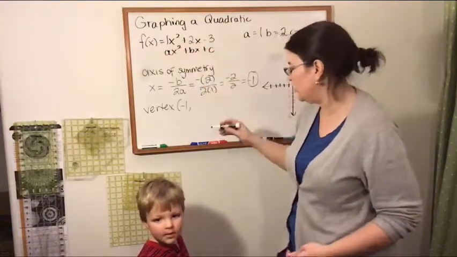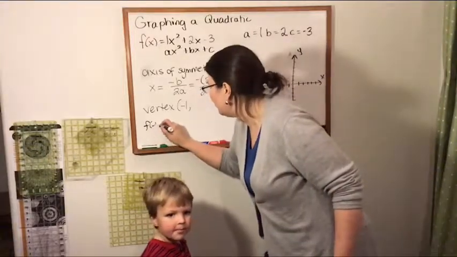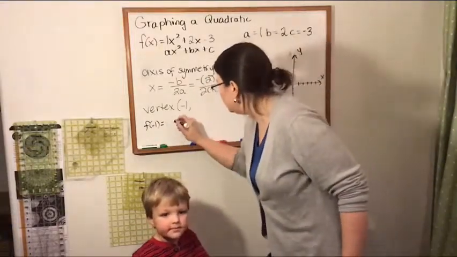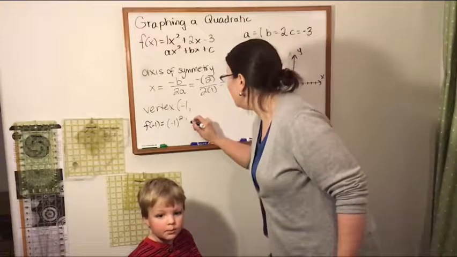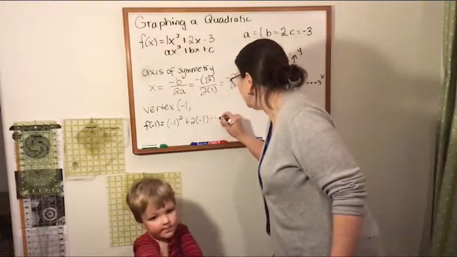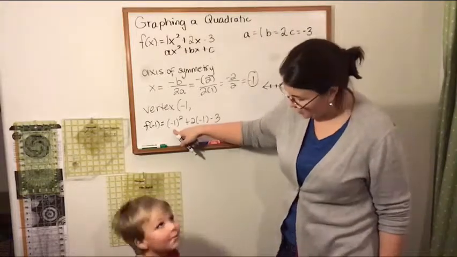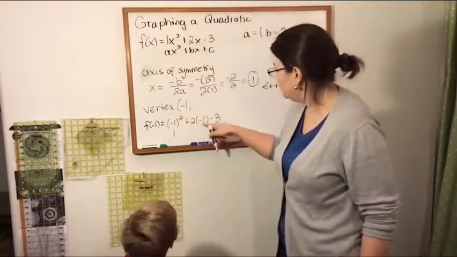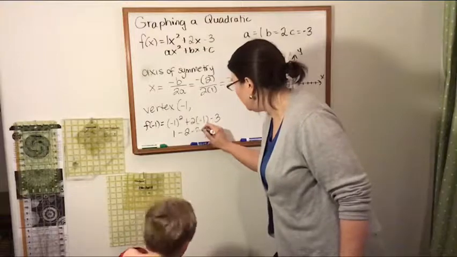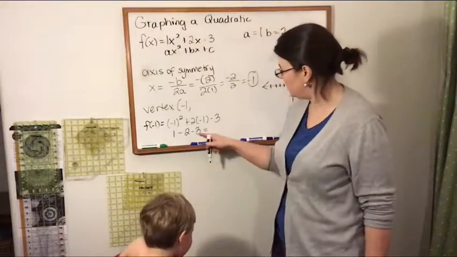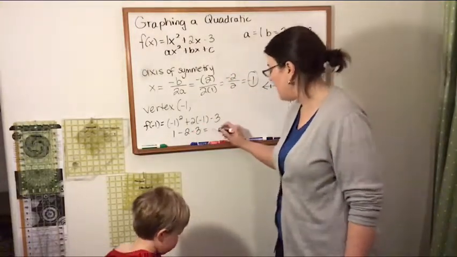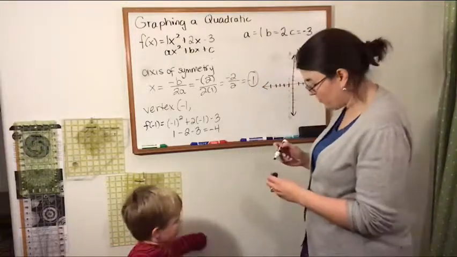So it's almost like function notation. So we're going to take f of -1, which is -1 squared plus 2 times -1 minus 3. -1 squared is +1 because 2 negatives make a positive. 2 times -1 is -2, and then we have -3. 1 minus 2 minus 3 is 1 minus 5, which is -4.